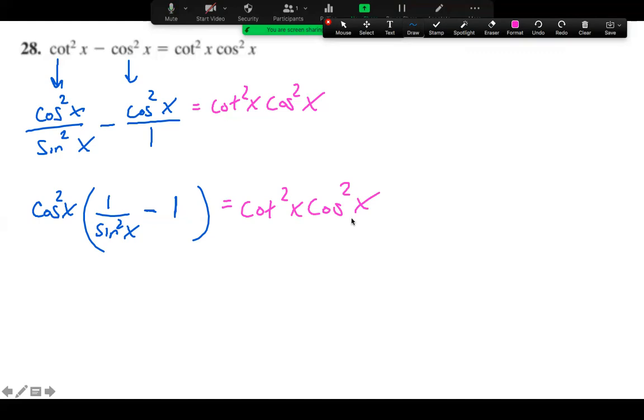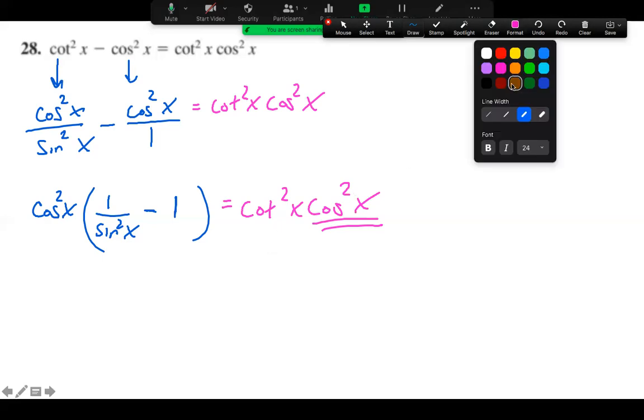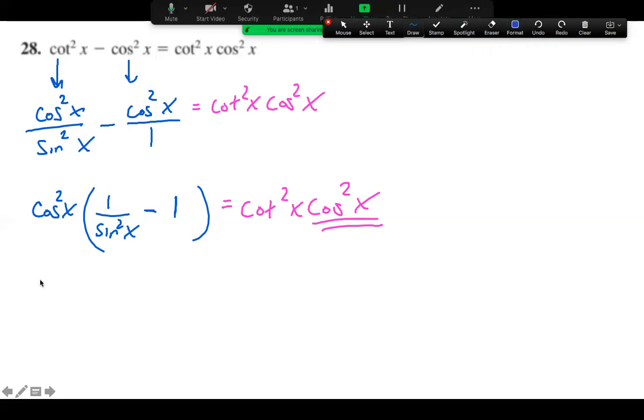All right, so next, what do I notice? Well, I do have a cosine squared x here, which matches this guy. And I don't have cotangent squared x yet. So now I'm thinking about, well, what kind of trade or even exchange can I make? I'm going to remember boiling things down into cosine and sine are usually good. So I'm going to leave this as cosine squared x.